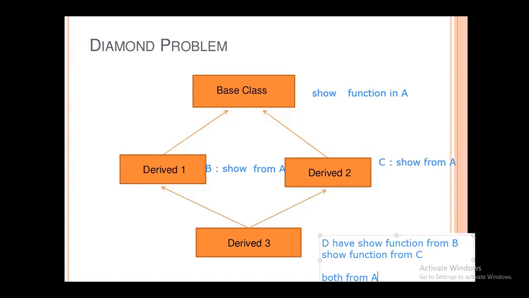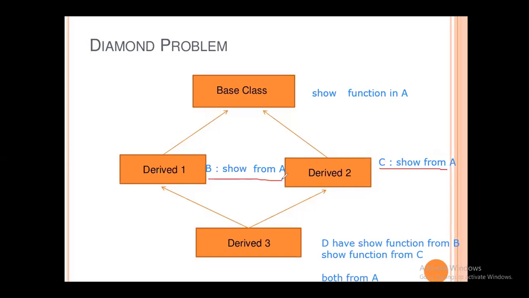Now the compiler gets confused because you are telling it to call the show function, and it has a show function that comes from A in B. It has another show function that is also in C, but that also comes from A. So basically, the show function that is in C comes from A. We know that. So this show function comes from A.